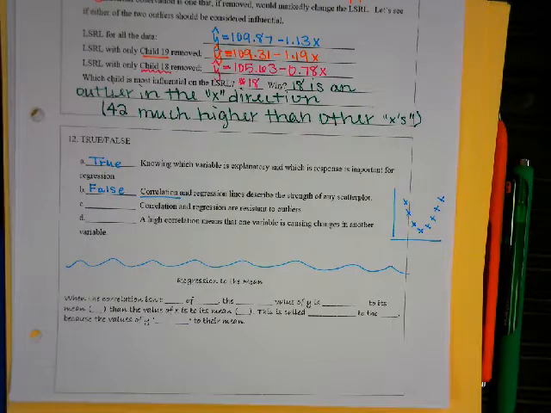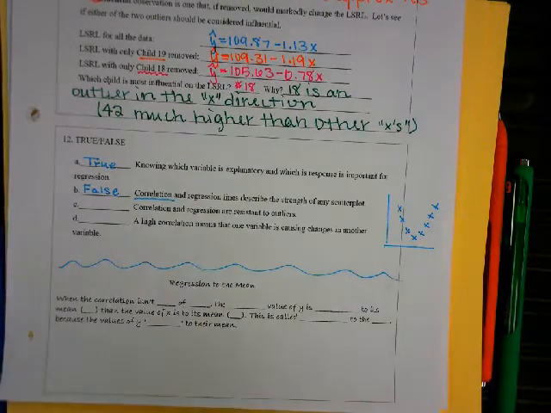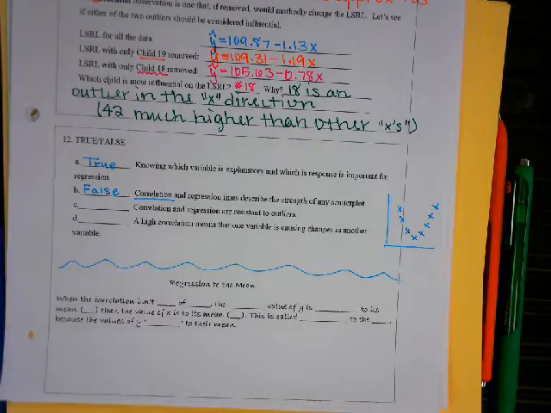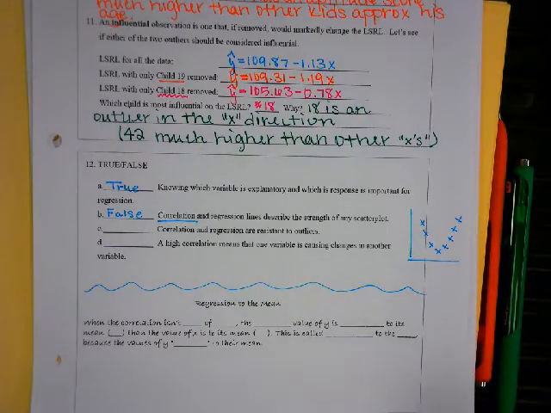Okay? C, correlation and regression are resistant to outliers. How many of you say true? And false. Thank goodness. I was going to say, if anybody said true after the whole lesson I just did, that would really hurt my feelings.